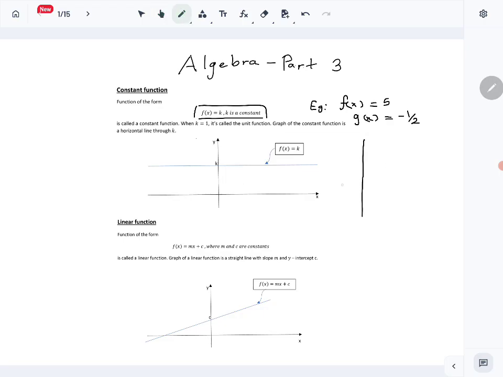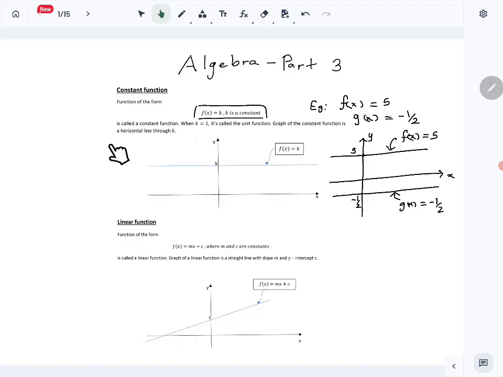So for example, if I want to draw these two graphs, f(x) and g(x), f(x) is going to be what? A horizontal line through 5. So this is f(x) equals 5. Then this is what? This is going through minus half. So this is g(x) equals minus half. So that's the first type of function we learn. So that's constant function.